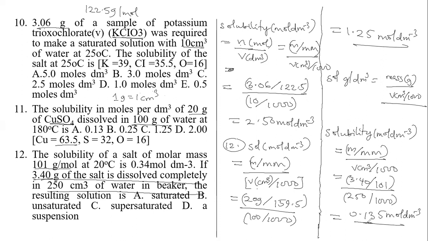Now you can see that this one is less than the actual amount that could be dissolved. So therefore, the solution is unsaturated. If it is equal to it, then you say it is saturated. If it is above it, then you say it is supersaturated. So the correct answer is option B. I think that is simple enough. If you have any question, you can put it in the comment section down below.